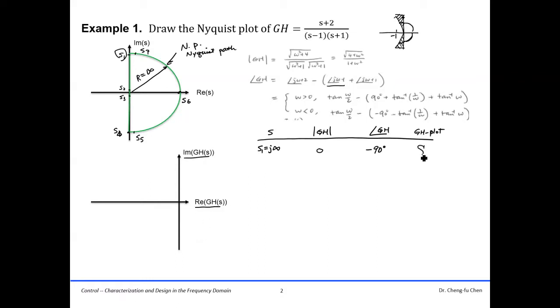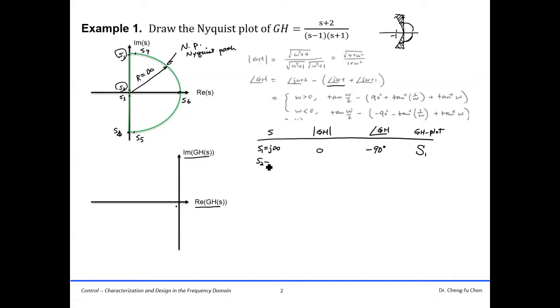So let me label this as the capital S1. Capital S1 has a magnitude equal to 0, and the phase angle is 90. So basically it's about here. This point is very, very close to the imaginary axis and a little bit below, because that angle is minus 90. Okay, we move on to S2.